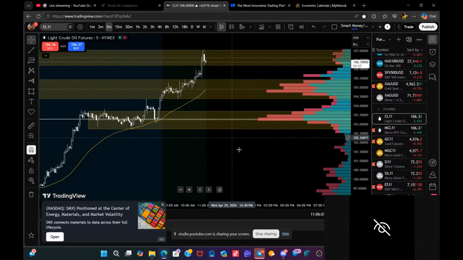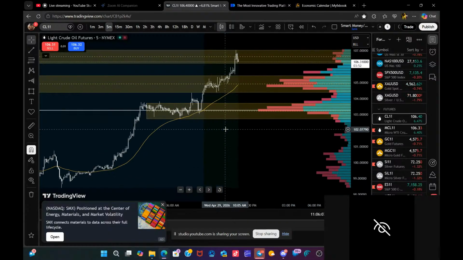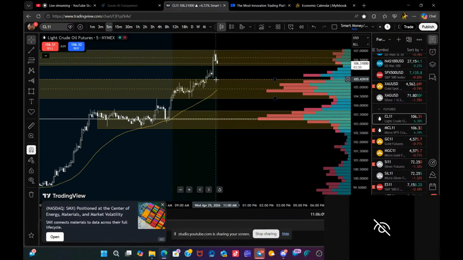All right. And you can see some smaller ones down here. Well, let's see what this one does, because this one might come down and tap somewhere either in this LVN or right here. All right. See how it's pulling back? Look, we got a fair value gap right there. We got a low volume node right here. This might be the one. This one still hasn't been touched. All right. So let's see.